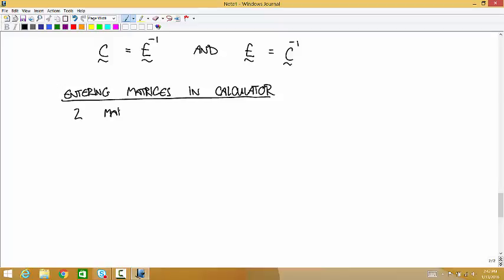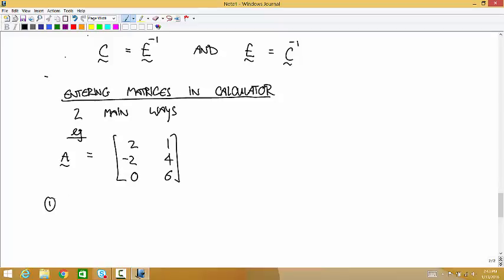There are two main ways. Some calculators, both of these work. Some, only one of them works. Okay, so let's say that our example matrix is the one we started with. So A is equal to 2, 1, negative 2, 4, 0, 6. Okay.